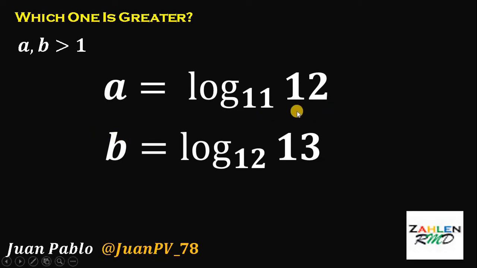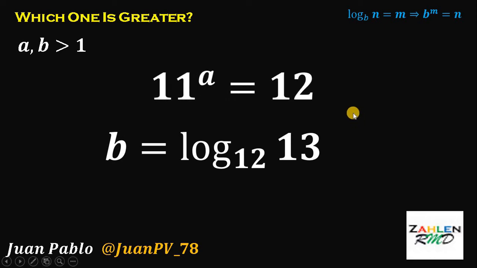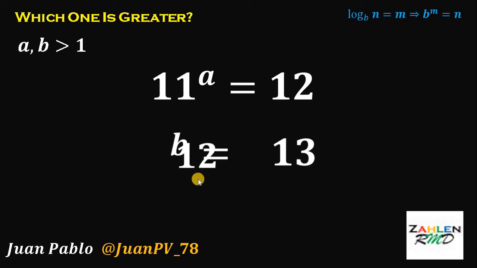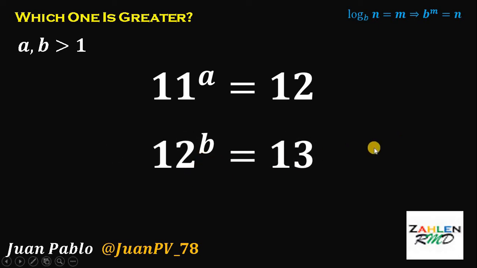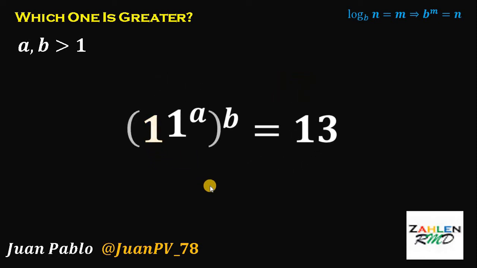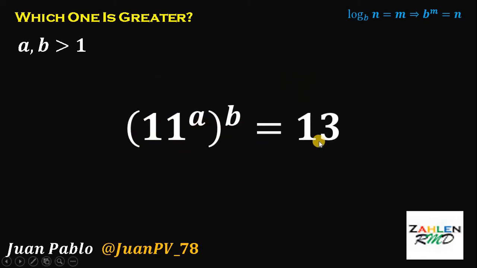Now at this point, let's convert this logarithm into exponential. If we have logarithm of n to the base of b equals m, it is equivalent to b raised to m equals n. Therefore, a equals logarithm of 12 to the base of 11 can be written as 11 raised to a equals 12. And b equals logarithm of 13 to the base of 12 can be written as 12 raised to b equals 13. Now take note of this 12. This 12 is equivalent to 11 raised to a. Therefore, we can substitute 11 raised to a to this 12. If we do that, we get 11 raised to a raised to b equals 13.